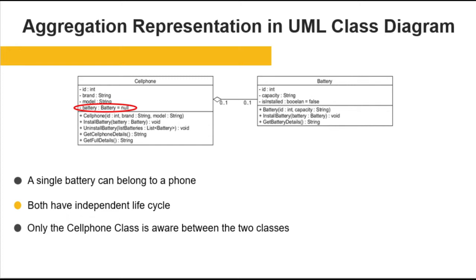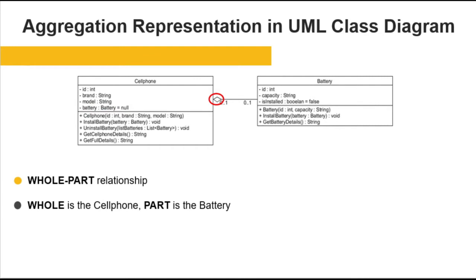Since aggregation is considered unidirectional, only the cell phone class is aware between the two classes. As you notice in the figure, only the cell phone class has the reference to the battery object. The figure shows a whole-part relationship, cell phone being the whole and the battery as the part.